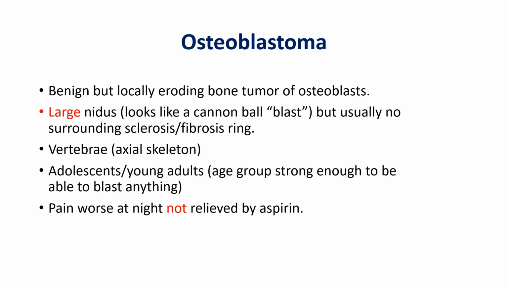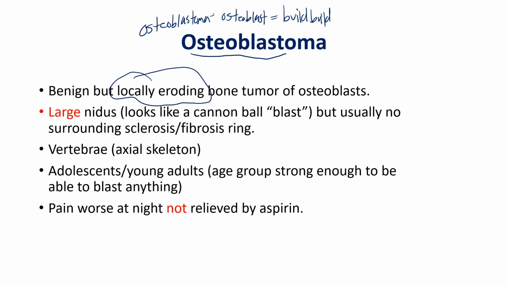Okay? All right, so the next one, osteoblastoma. Let's look at the word. Osteoblast. We know what osteoblasts do. Osteoblasts help in the production of bone, or the buildup of bone. So osteoblastoma is a tumor of the osteoblast. And what do osteoblasts do? They build bone. So this is a benign but locally eroding bone tumor of osteoblasts. That's important, and I'm going to show you why when we look at the next example.